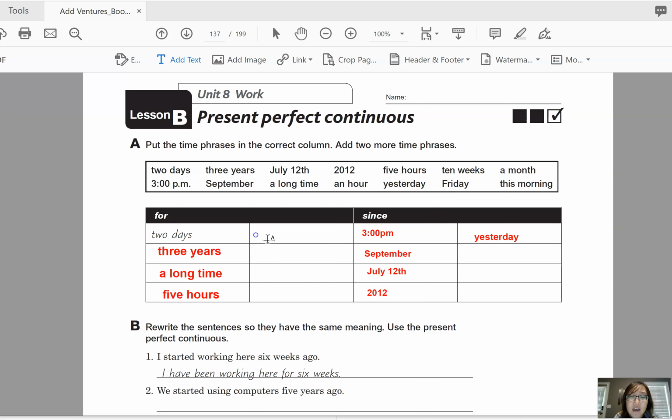10 weeks. For 10 weeks. That's a duration. And then Friday. That's a specific time. So we can say since Friday. And then a month. So that's a duration. So we can say for a month.